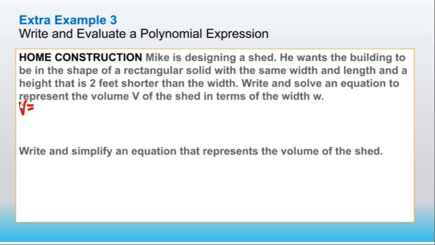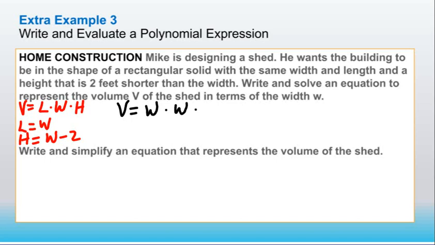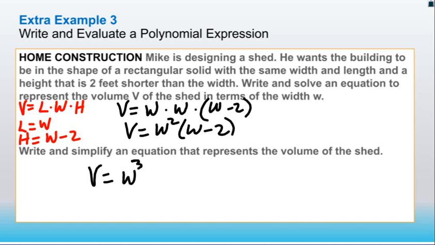So the volume of a rectangular solid is going to be length times width times the height. They said the length is the same as the width and that the height is going to be 2 feet shorter than the width. So the width minus 2. So if I substitute those values in for the volume, the length is our width, times our width, times our width minus 2. So the volume is going to be W squared times W minus 2. And to simplify that, the volume is going to be W cubed minus 2W squared.